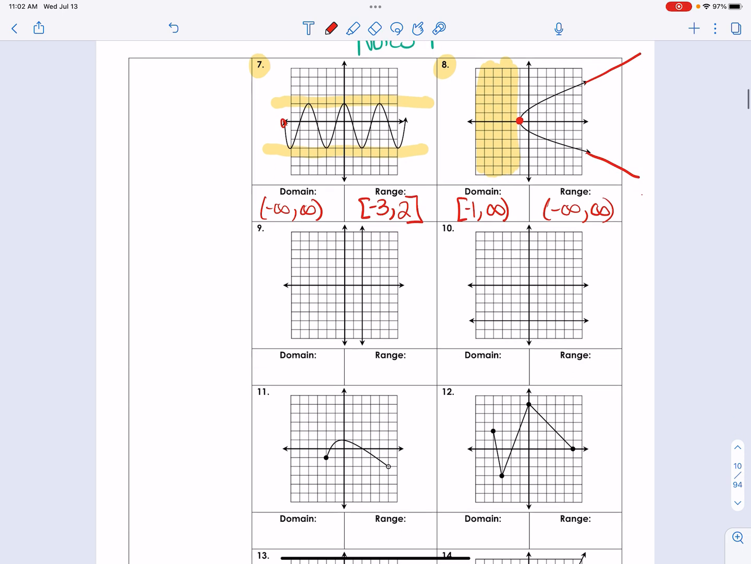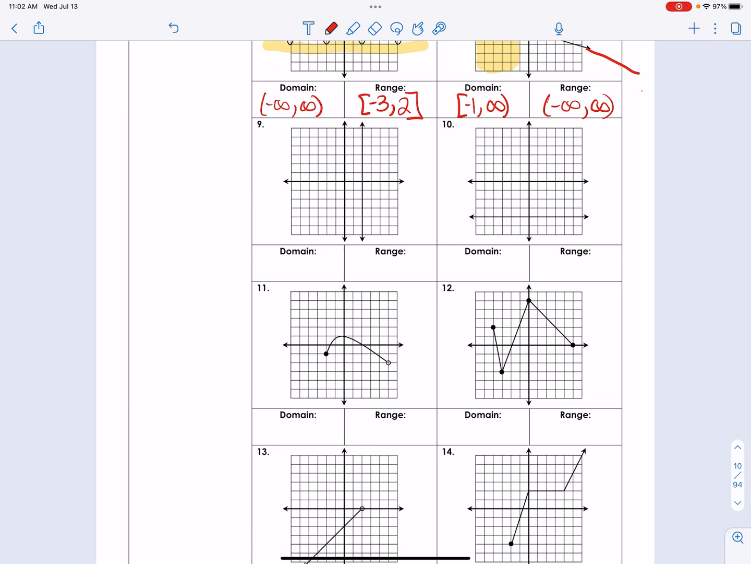Okay. All right. The next one, the reason I wanted to do this one, my domain is staying 2 the whole time. It's a vertical line, so you literally just write 2. But my range from bottom to top is going forever. And the same thing happens on this one. My range stays the same, my range stays at -4. And now from left to right, it's going forever.